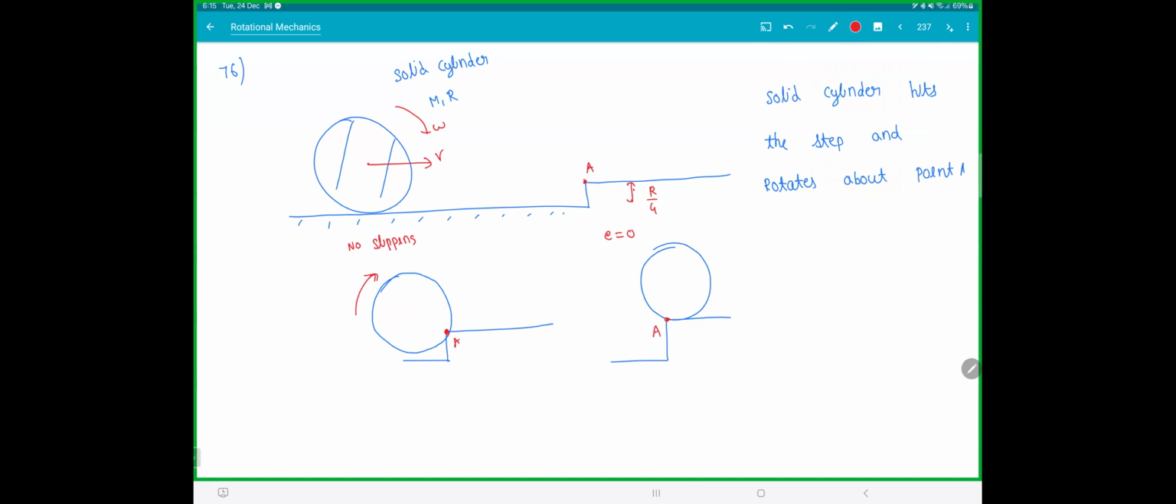You're getting it? If I come too slow, what will happen? I will hit and I'll fall back, right? If I go too fast, what will happen? I will hit and bounce off. So there is a minimum velocity. So find V minimum so that it just climbs the step. Again, remember, I said it will get stuck at point A. So you can't conserve energy during collision.